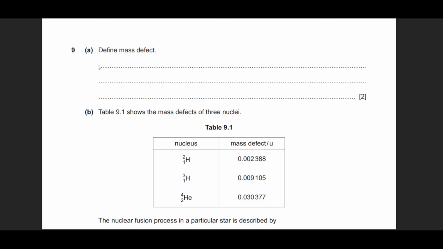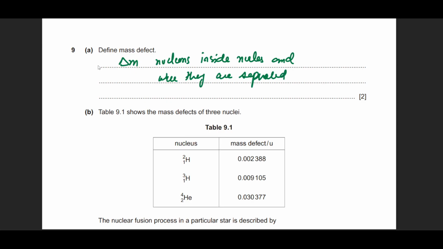Then we have mass defect. If you can memorize the definition of the book or the marking scheme as well, it is actually the difference of mass of what? Of nucleons when they are inside the nucleus, and when they are separated to infinity or infinite distance.